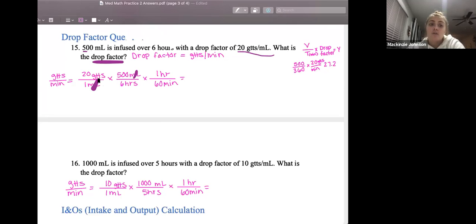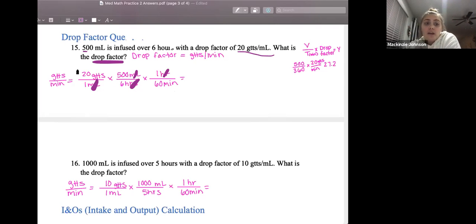We'll say, okay, well, the 500 milliliters needs to go in over 6 hours. So this is a way that you can kind of incorporate the hours and the conversion of minutes into the problem. So we'll say, okay, 500 milliliters over 6 hours. And then we'll say, okay, well, we know that 1 hour is 60 minutes. So we'll cross out our hours and we're left with GTTS over a minute. And that's what we're looking for. And that's how you know you're done, is you have the conversion that you need on the top and on the bottom and your units match up.